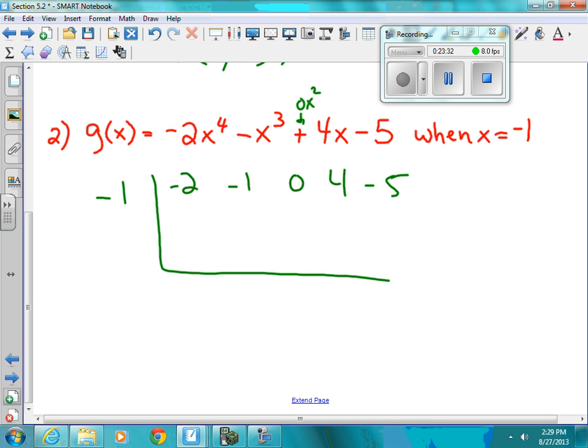Hopefully it makes sense now. It's supposed to be set up. From here, I'm going to pause it and let you go ahead and try this problem on your own.